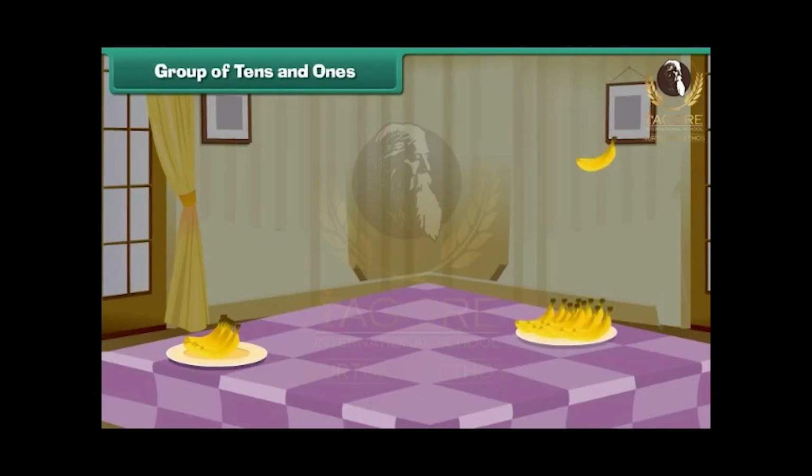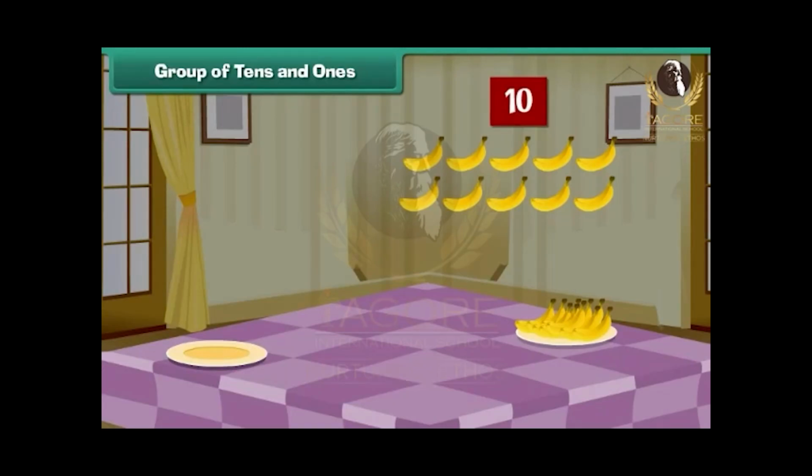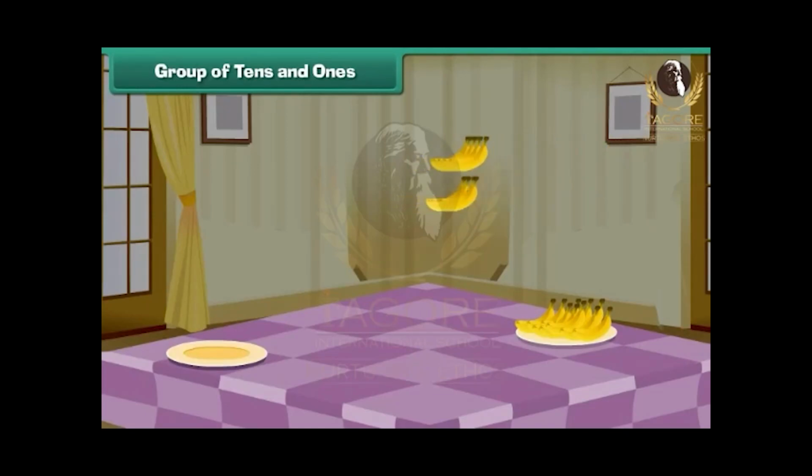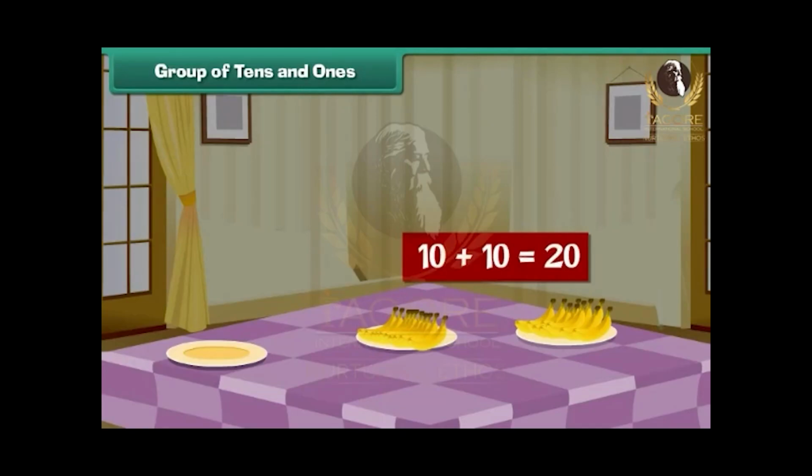1, 2, 3, 4, 5, 6, 7, 8, 9, 10. One more group of 10. We now have 2 groups, each containing 10 bananas. 2 groups of 10 make 20.